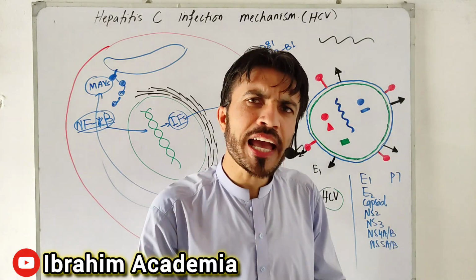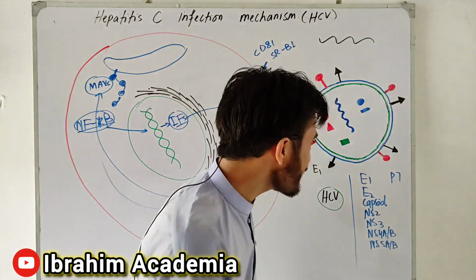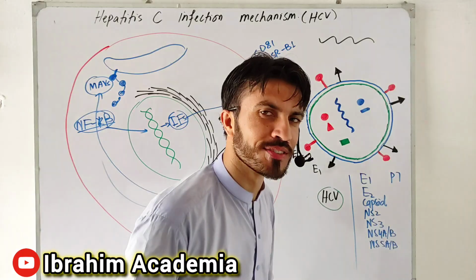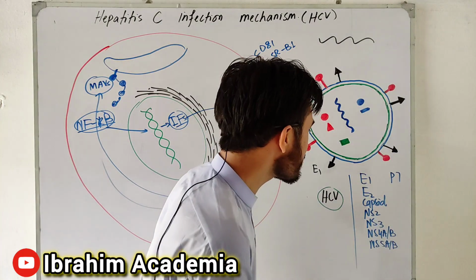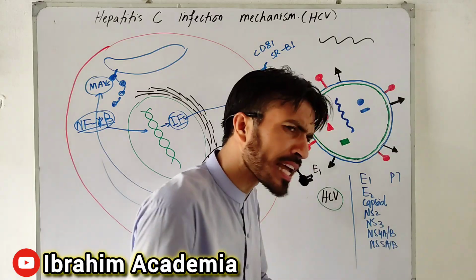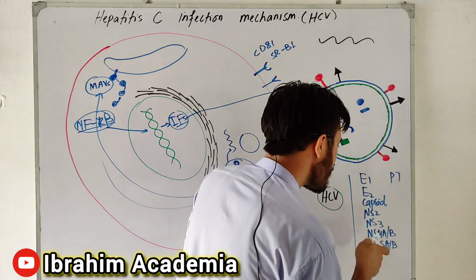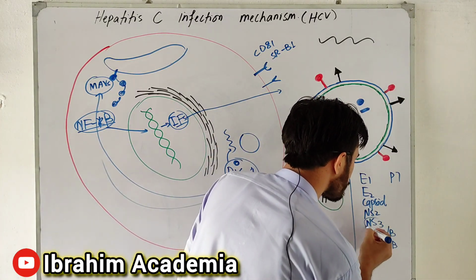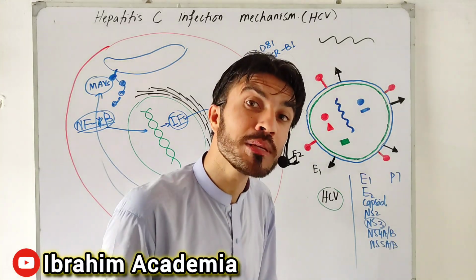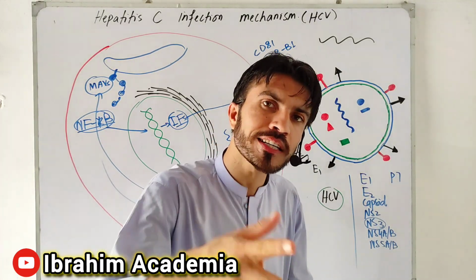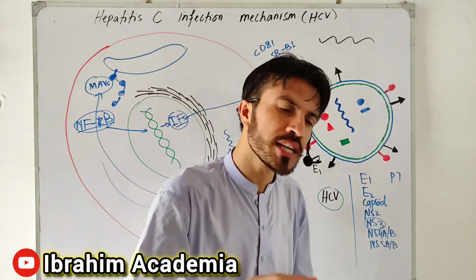This was the normal mechanism of a viral infection, but in the case of HCV, this does not happen. HCV has some other special mechanism because it has some proteins. It has 10 proteins, 10. And among those 10, there is a protein called NS3. This NS3 is a protease. Protease means the cutting of protein. It can cut any protein. It has protease activity.